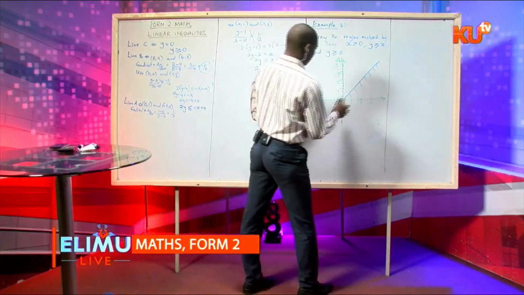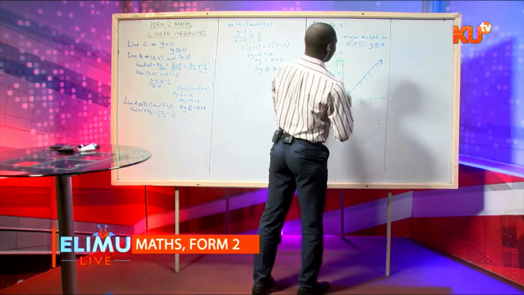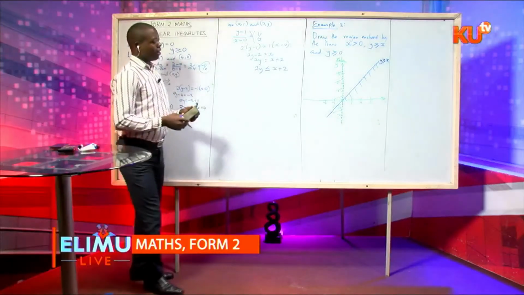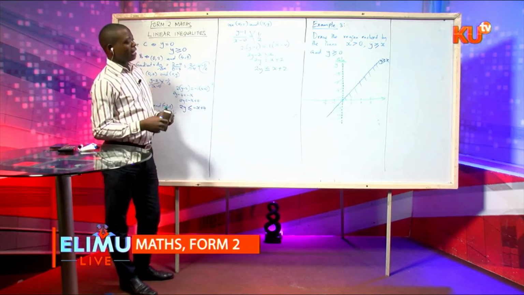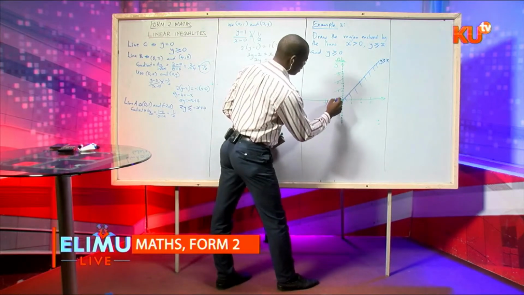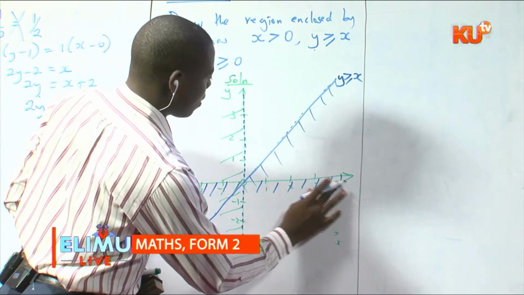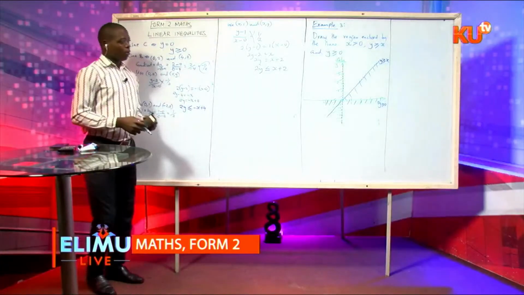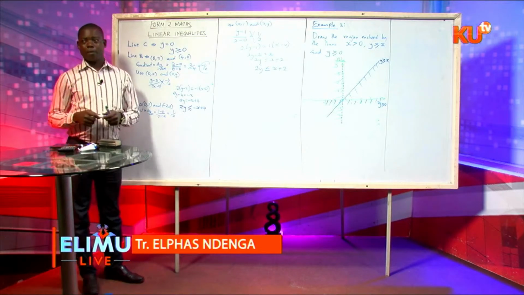So we have y greater than or equal to x. And then we go to the other line, which is y greater than or equal to 0. That is the x-axis. Now we shade this side. Again, the line has to be continuous. If you look at this shading, there is no defined region.